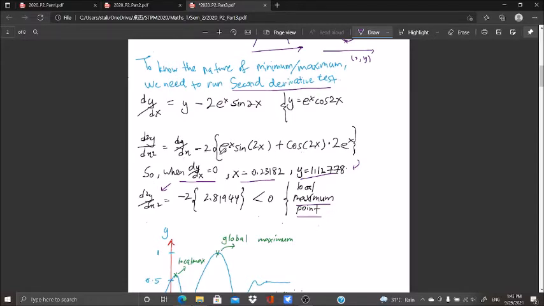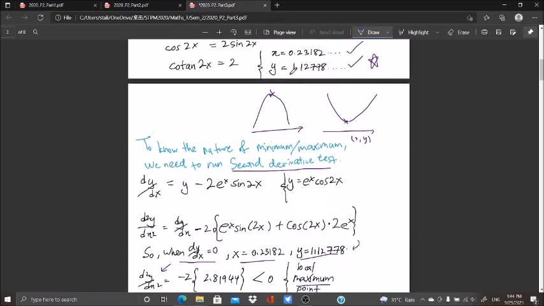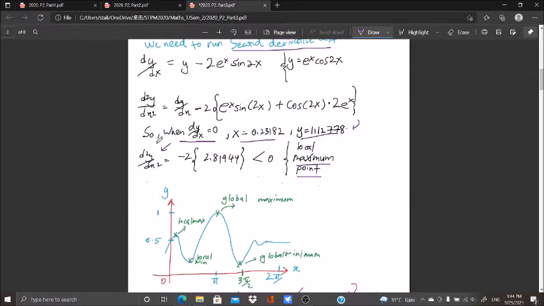Why do we let dy/dx equal 0? Because we are examining the extremum point, and at the extremum point, dy/dx equals 0. Substituting the coordinates of the extremum point, we can obtain these terms. We know that if d2y/dx squared is smaller than 0, this point is a local maximum point. If d2y/dx squared is greater than 0, it is a local minimum point.